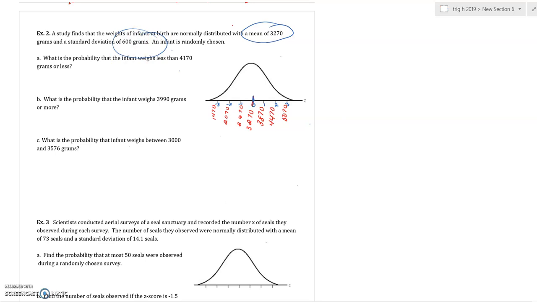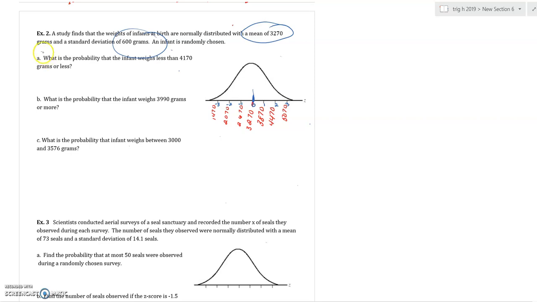We are randomly choosing an infant. So again, if you take a look at my normal distribution, if a z-score is 0, that means that we would have a weight of 3,270 grams. Notice I added 600 grams as I moved out 1 standard deviation away from the mean, and 2, etc., and 3. So I filled in my normal distribution with some values that might help us.